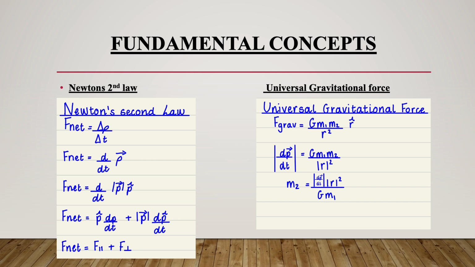Then we also have the universal gravitational force, which was also created by Isaac Newton. So we have the force of gravity is the gravitational constant times mass 1 times mass 2 divided by the radius squared times r hat. And then we can rearrange this equation to get it in terms of a singular mass.